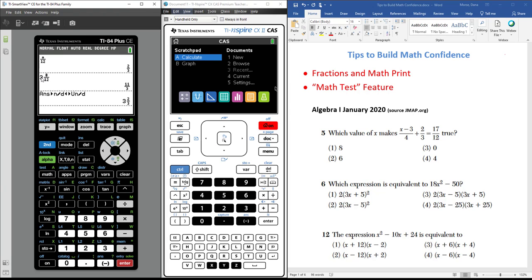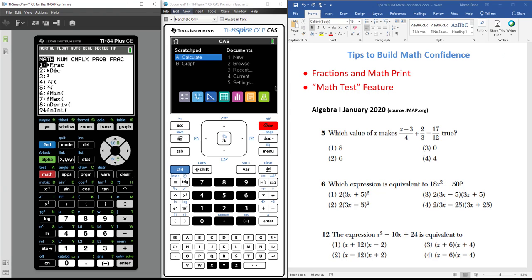So I have seen 3 and 8/12 rewritten as 11/3, rewritten as 3 and 2/3, but there are those kids that struggle with fractions and they just want to see a decimal. Alpha, y equals, fractions to decimals, decimals to fractions. I can see the multiple representations in one number just by going through that gauntlet.